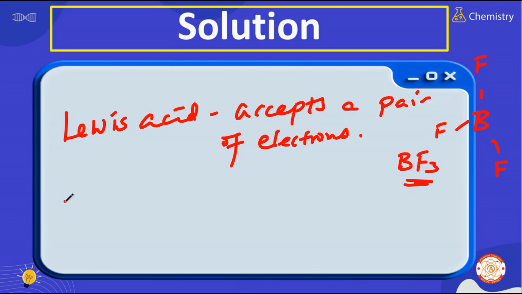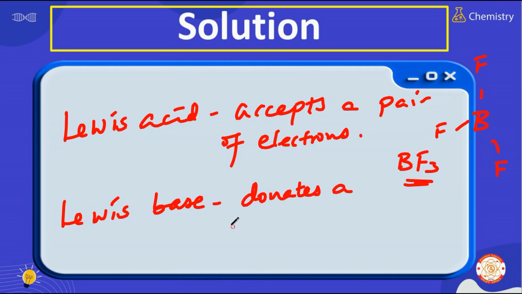What about a Lewis base? A Lewis base is defined as a substance that donates a pair of electrons. So for a substance to act as a Lewis base, the substance has to have a lone pair.